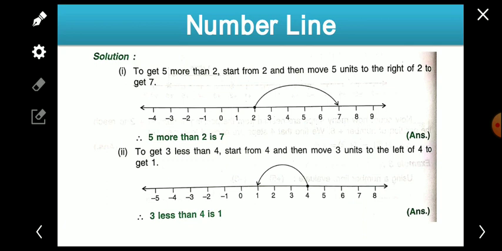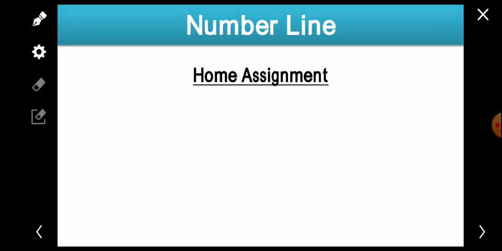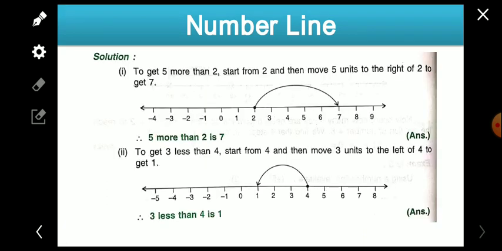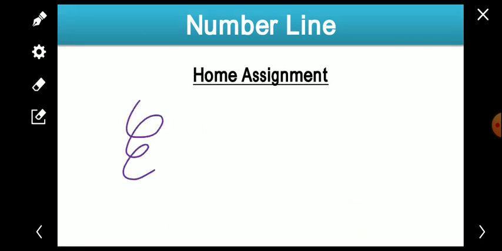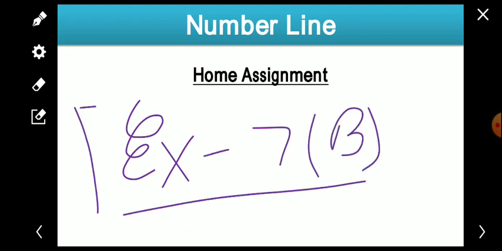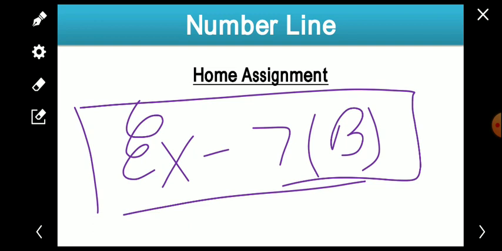So I hope that you understood the addition and subtraction of numbers on the number line. Now it is the time for the home assignment, homework. You will do exercise 7b. I hope that you are able to do all the questions, because everything has been explained in this session regarding exercise 7b.